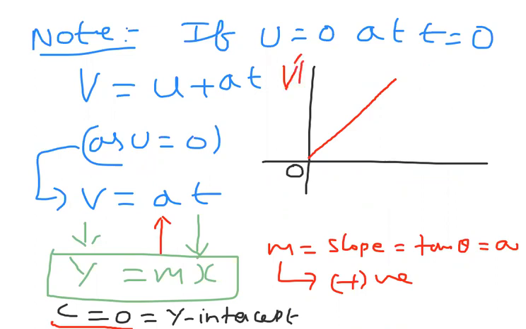This is also a velocity time graph and everything is the same. Here I can take this as theta, and slope is equal to tan theta equal to a. This information you know. Whenever the y-intercept is 0, we have to start the graph from the origin. Next, let us see the next one.